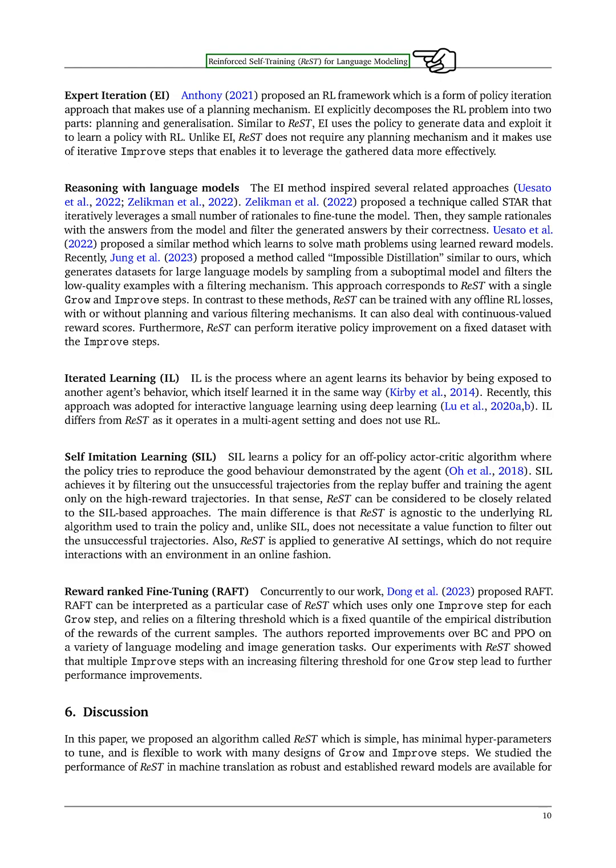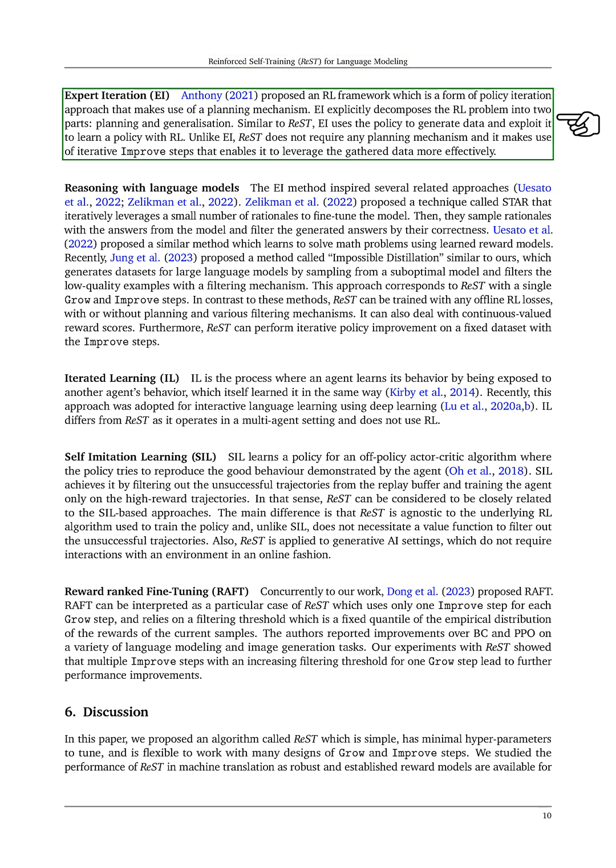Next, expert iteration, ExIt, is an RL framework that uses a planning mechanism and divides the RL problem into two parts, planning and generalization. Like ReST, ExIt uses the policy to generate data and learn a policy with RL. However, ReST doesn't require a planning mechanism and uses iterative improve steps to better utilize the collected data.